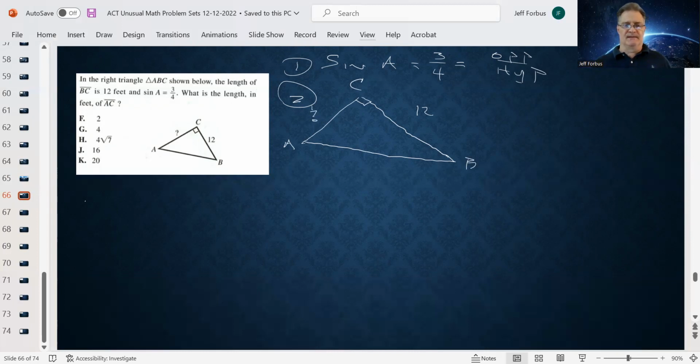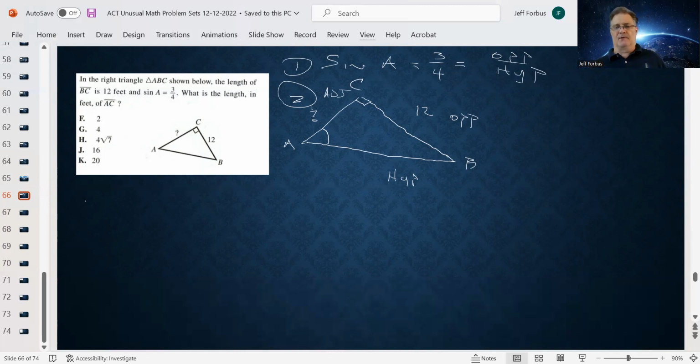Now, notice it says the sine of A. So therefore, we want to define the triangle based on looking at the triangle from the perspective of angle A. Therefore, the side opposite of angle A is where 12's at. It is BC. The hypotenuse is across from the right angle, and AC is the adjacent side. Okay. Now, notice, again, our equation, sine A is equal to 3/4.